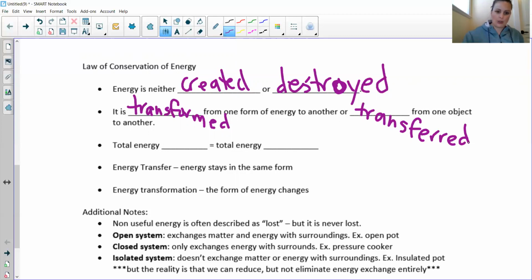All right, so the total energy before something will always equal the total energy after, again, because it's neither created or destroyed. Some of it can be lost, but it's not actually lost, it's just transformed to a different type of energy that's not impacting the system you're looking at. Again, energy transfer is energy staying in the same form, but just moving to different objects. And energy transformation is the form of energy changes.